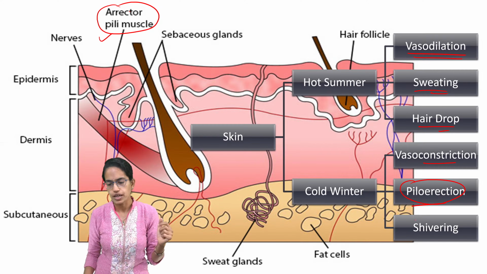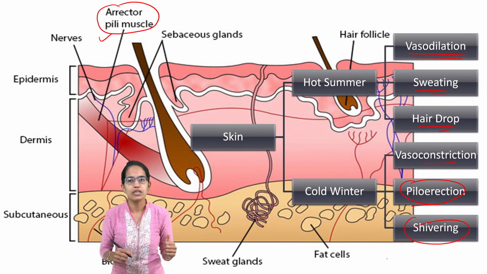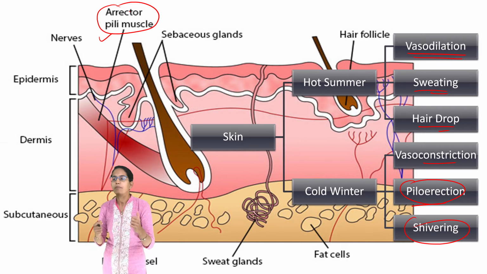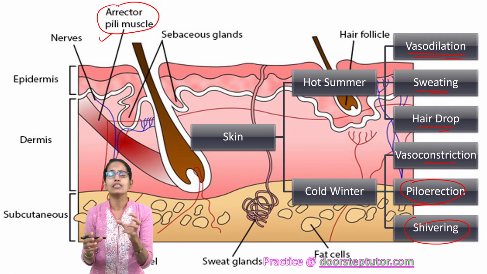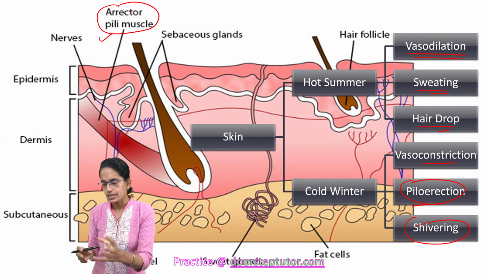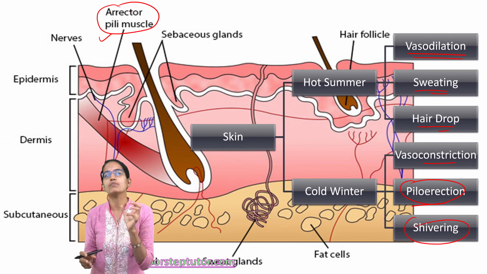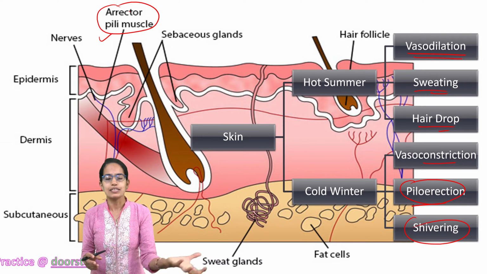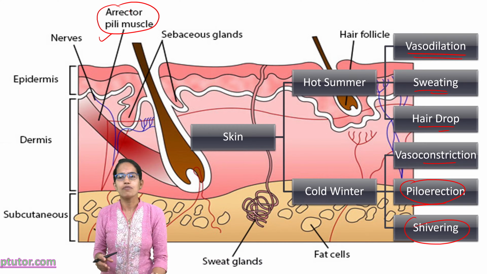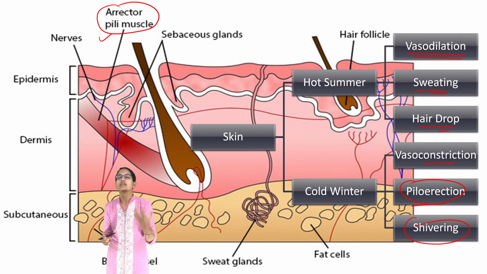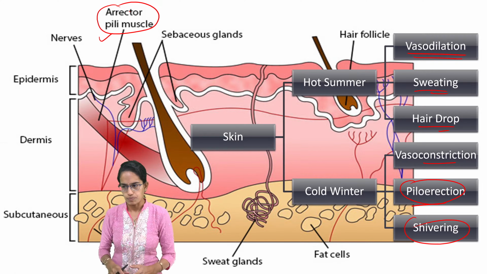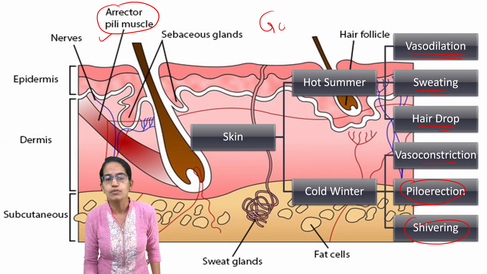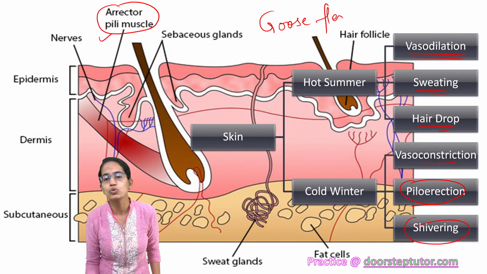Another important way through which we escape the cold winters is shivering. Why so? Because during shivering there is rhythmic contraction of the skin muscles, and this rhythmic contraction produces heat. As a result, during the winter months, shivering is one of the ways through which we are able to adapt to the cold atmosphere.